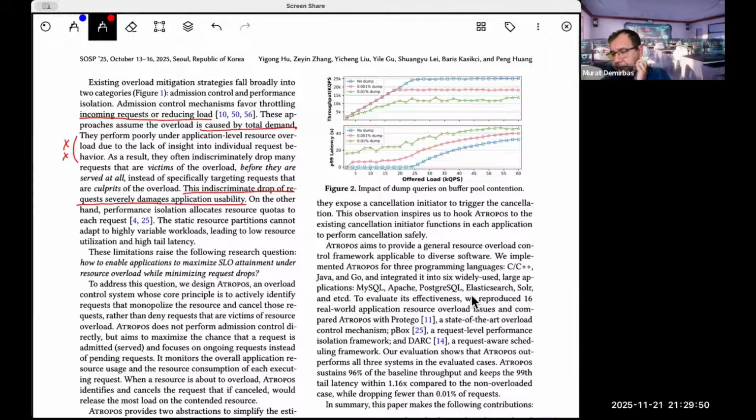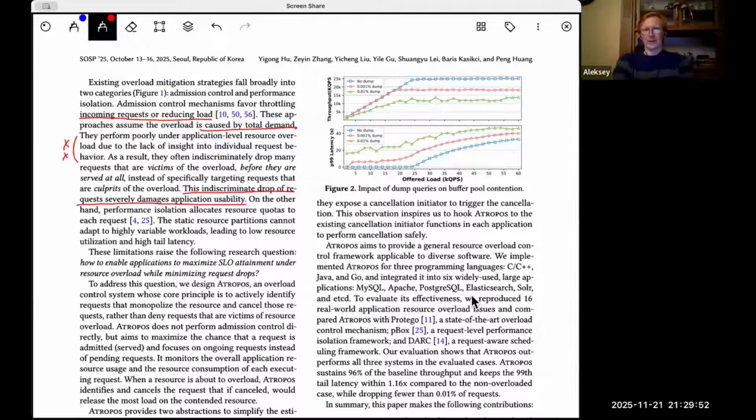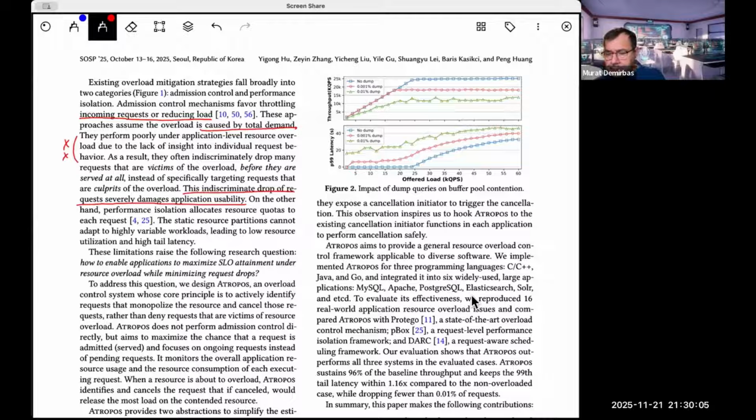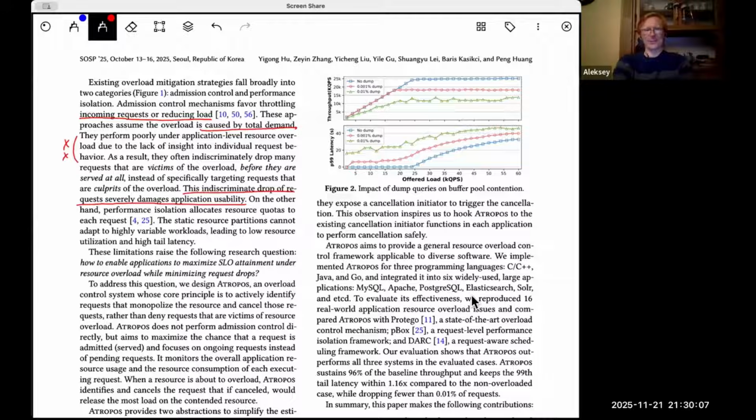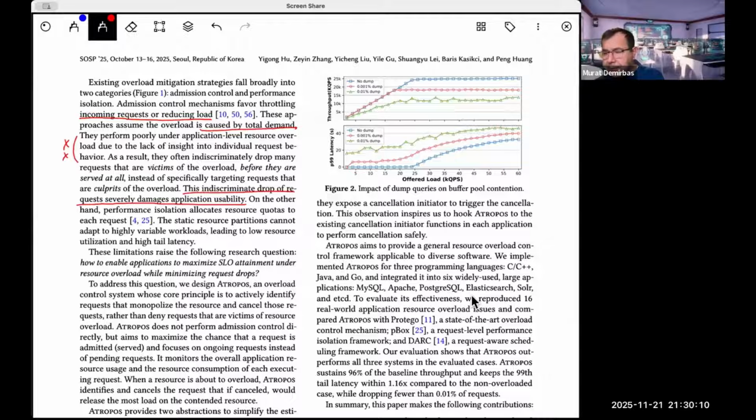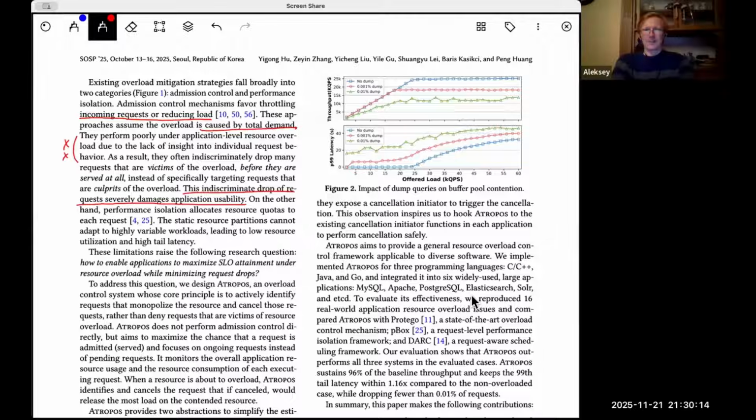So the stuff we're discussing in this paper is kind of a second line of defense. In the first place, you don't want to get into the situation where you're overloaded. When you are overloaded, you need to deal with it, so that's the second line of defense. So how often do applications actually get severely damaged because of this?